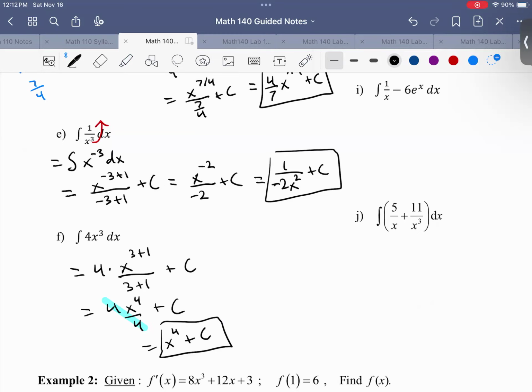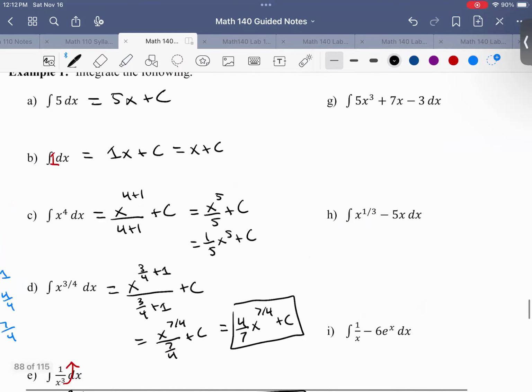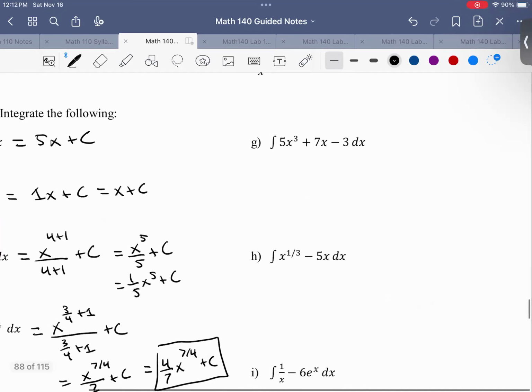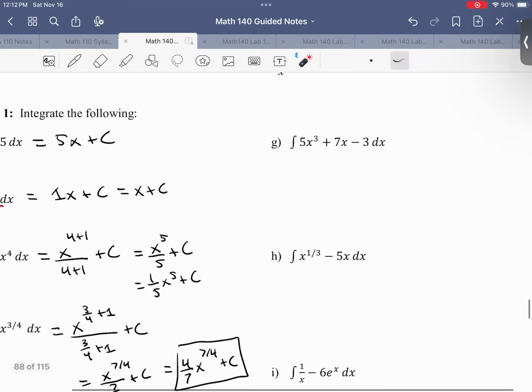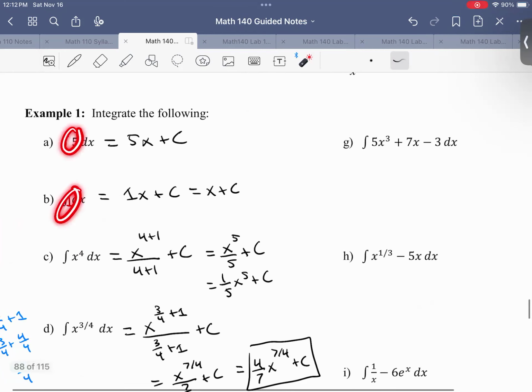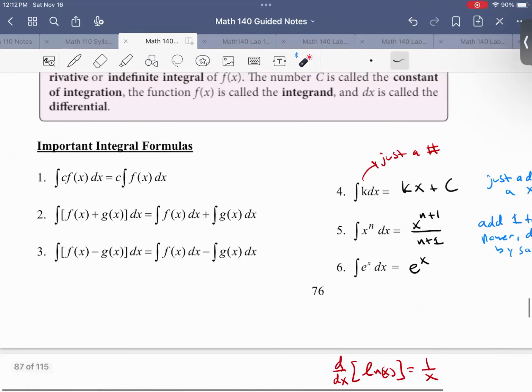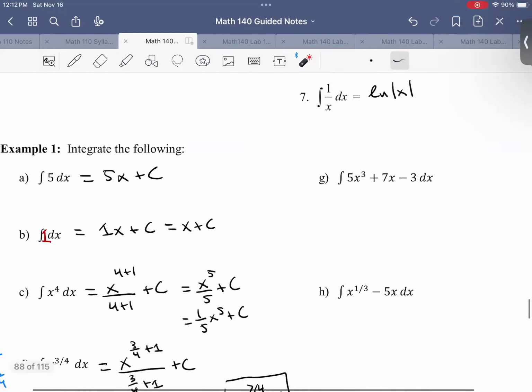Okay, moving on. We're going to come back to the top and work on letter G. So in this example, there's more than one part to it. It's not just one integration to worry about. We have a polynomial here, but we can just treat each part separately due to this property here, 2 and 3. We can just integrate them separately.